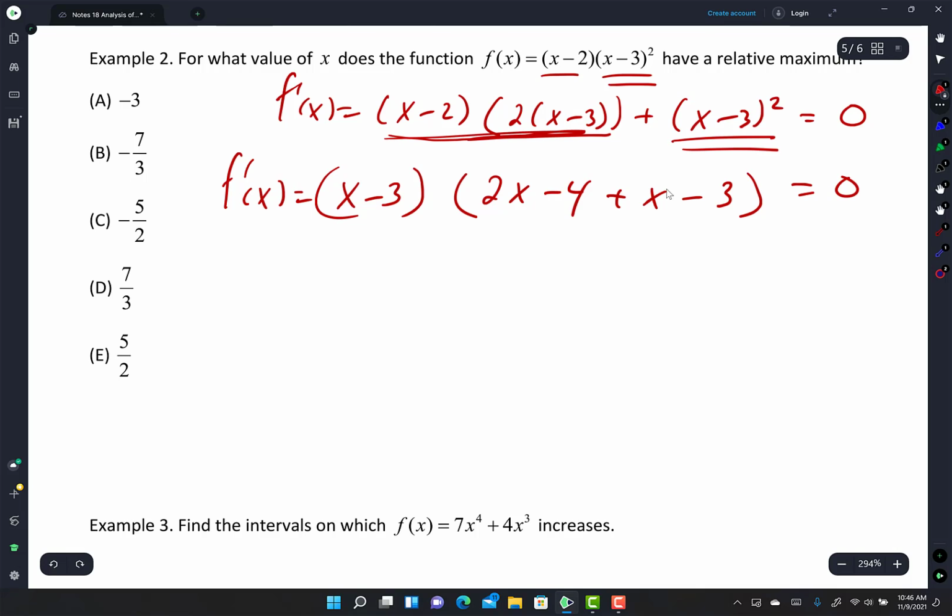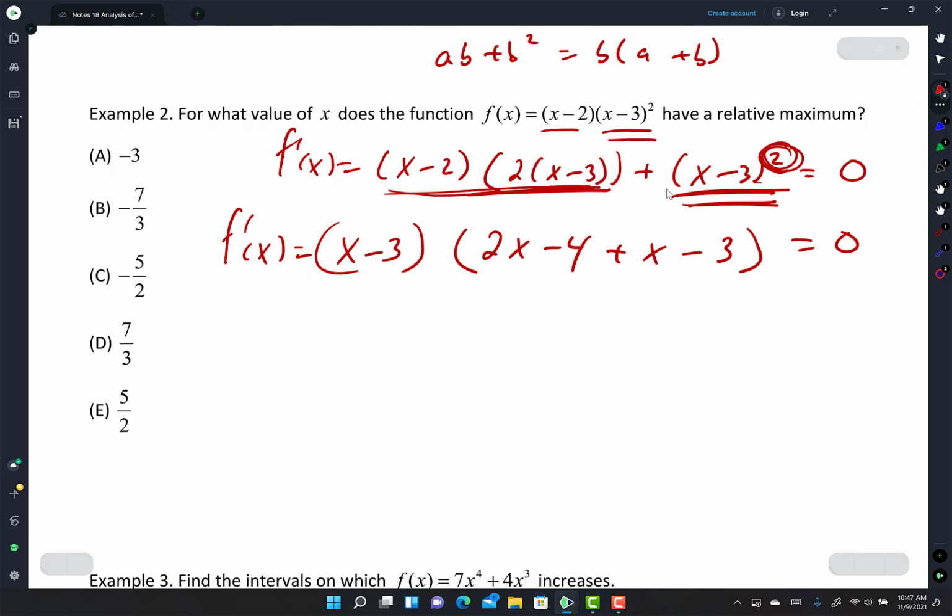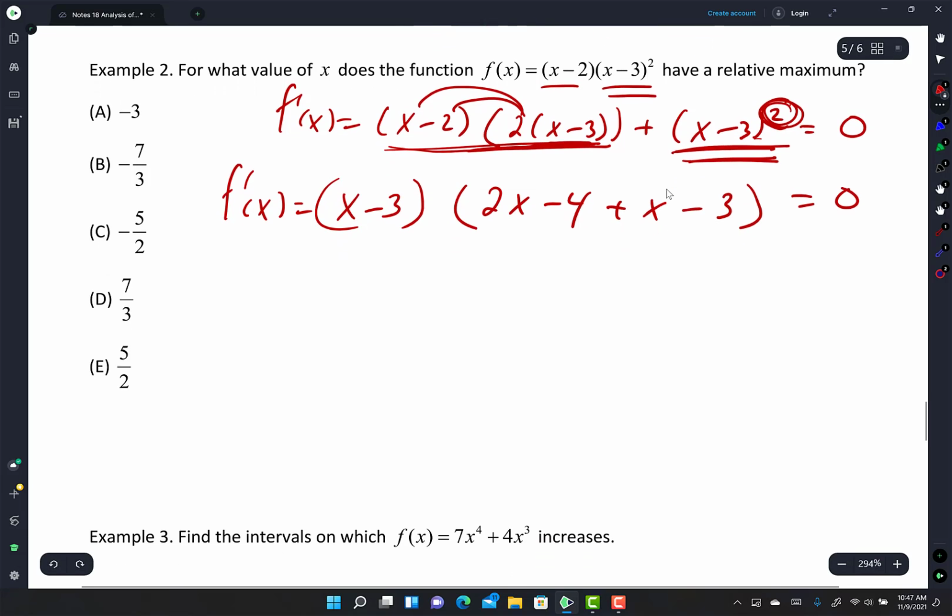I have a product here where I have an x minus 3, and I have another x minus 3. I got 2 of them. So I factored out 1 x minus 3. Yeah, I have an x minus 3 right here, guys, and it is all a product. And I have another x minus 3. I got 2 of them on this side, right? If I have something like ab squared or ab plus b squared, I can factor out a b, and it'll be a plus b. So that's all I did, right? Okay. I distributed the 2: 2x minus 4.